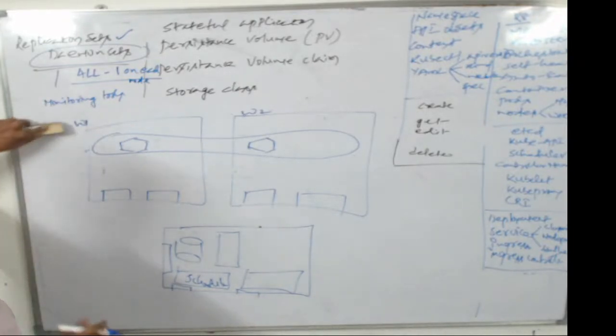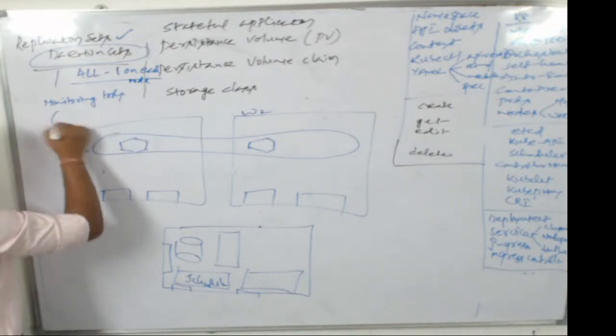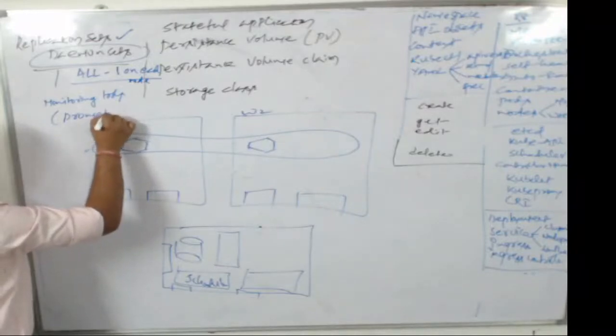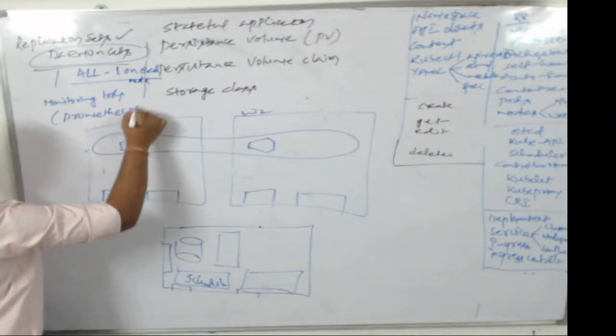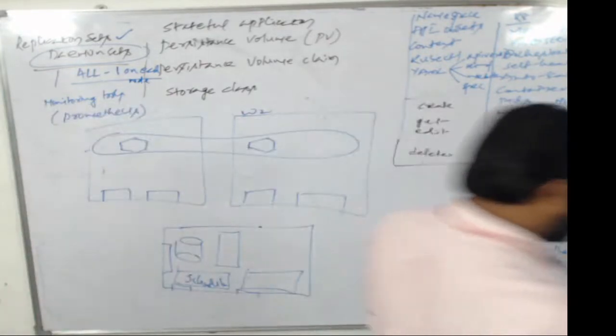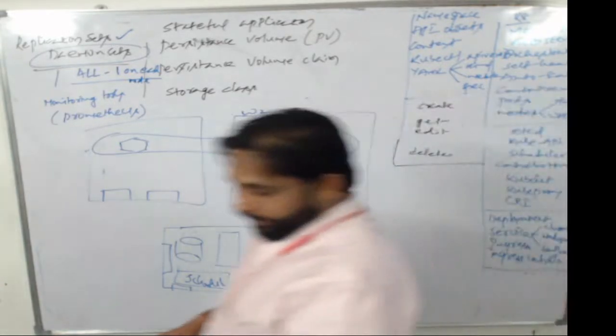Let's introduce a new word here. The most popular monitoring tool is Prometheus for Kubernetes. Prometheus, that's how it's pronounced. There is a movie on this name. Prometheus is the name of a Greek god.